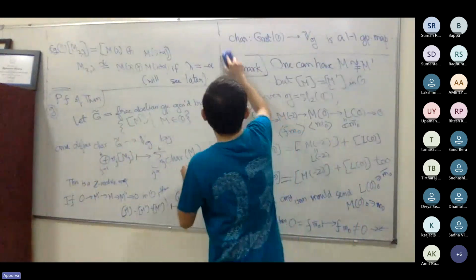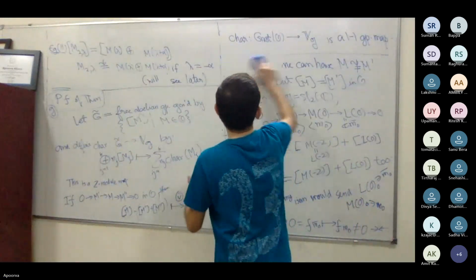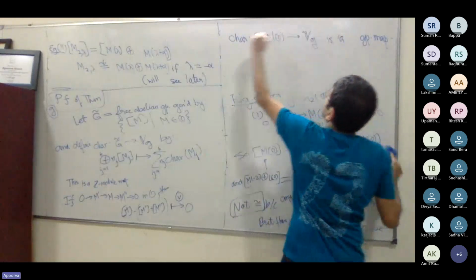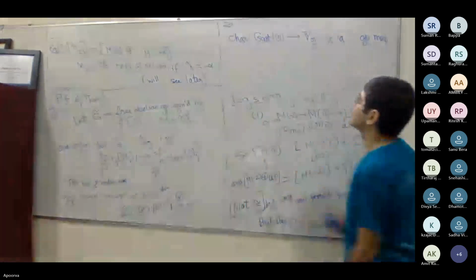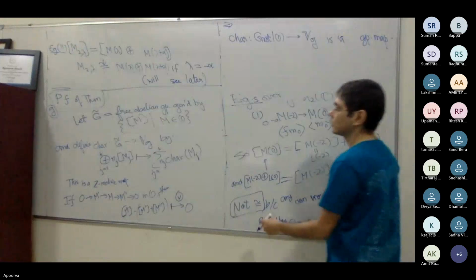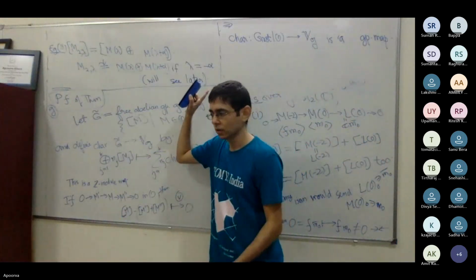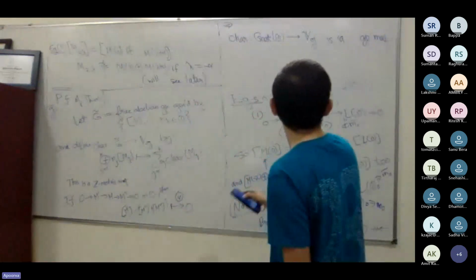So therefore, G tilde modulo these elements is precisely the Grothendieck group. So the character is indeed a group map.